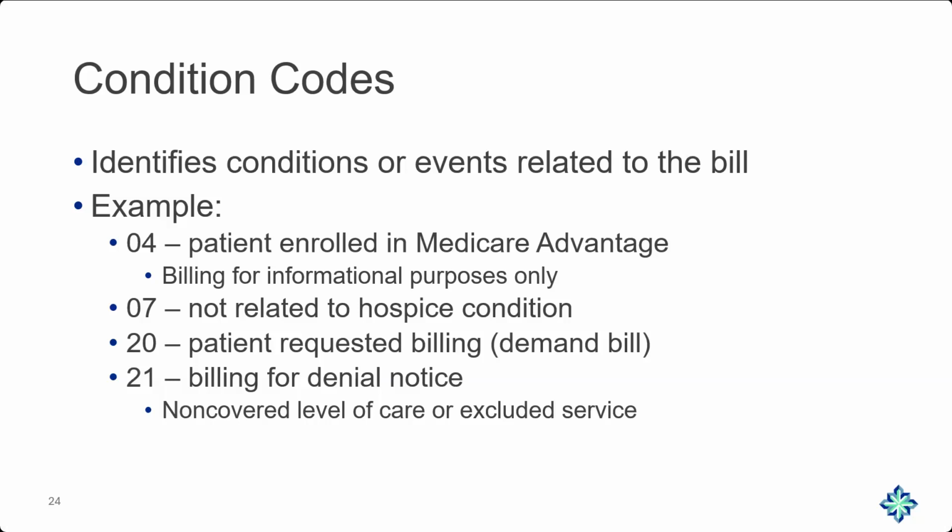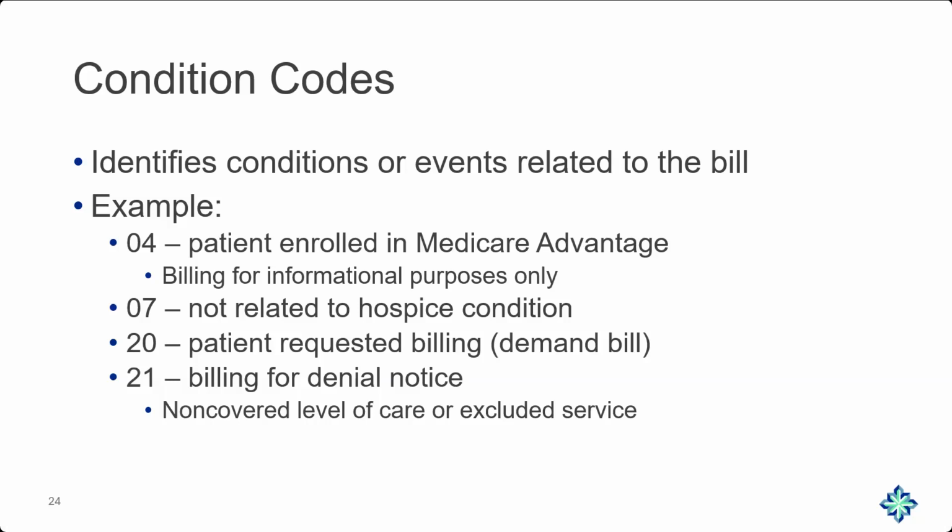07 tells us that yes, this patient has elected their hospice benefit. However, this claim is not related to that terminal diagnosis. A 20 indicates that the patient requested billing for a Medicare determination. We call these demand bills. In these instances, the facility has notified the patient or their representative that they don't qualify for a Medicare level of care, but the patient disagrees and wants Medicare to decide. They have that right.